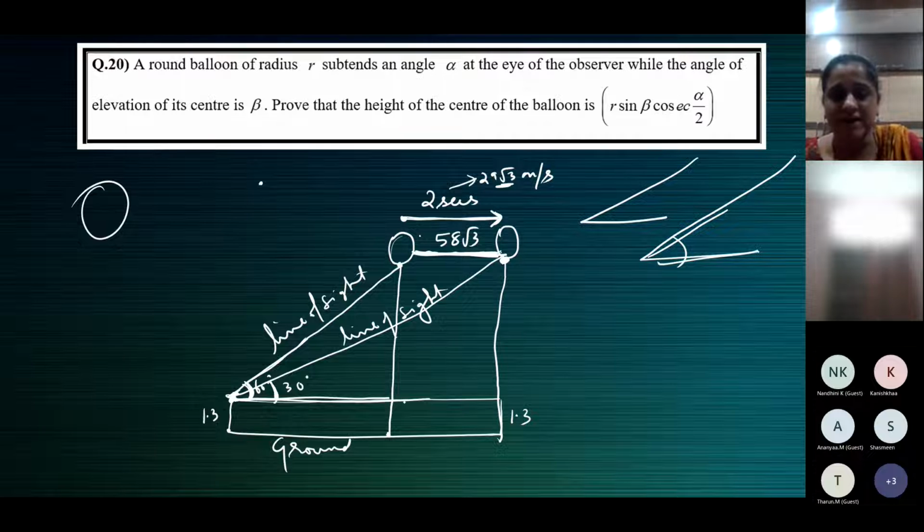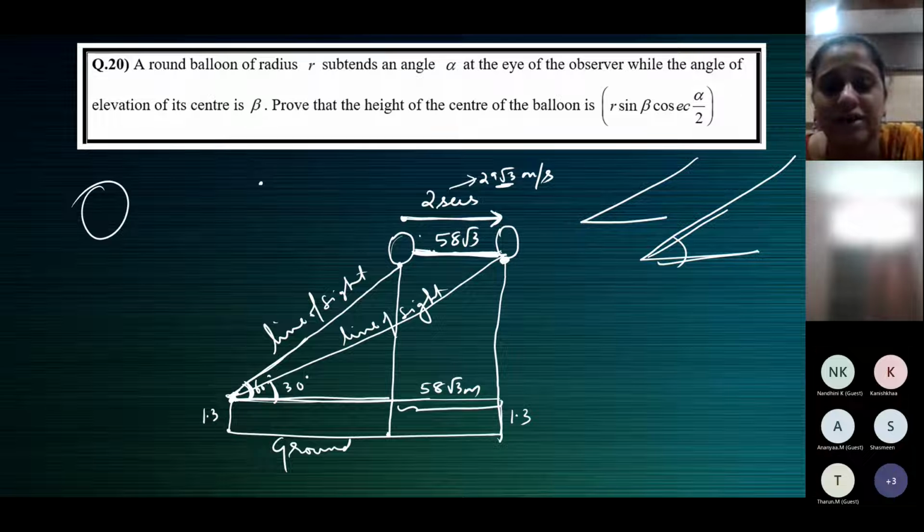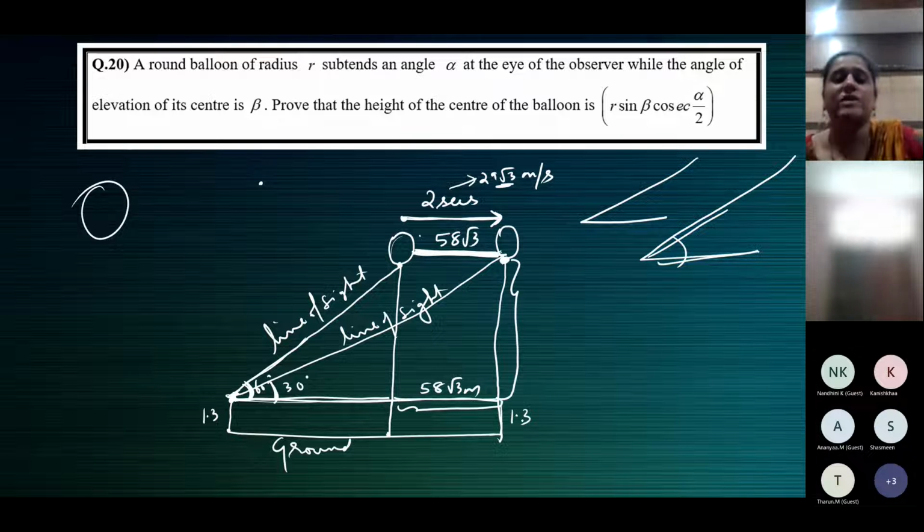Correspondingly, come below, it's a rectangle. So this one is 58√3 meters, and this one is 58√3 meters, because the distance covered in 2 seconds is 58√3 meters. Which means this line segment is 58√3 meters. Now with this given to us, we need to find the height of the balloon. We need to find this one plus 1.3, which will give us the vertical height of the balloon from the ground.